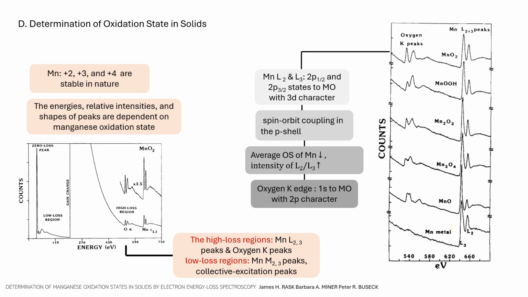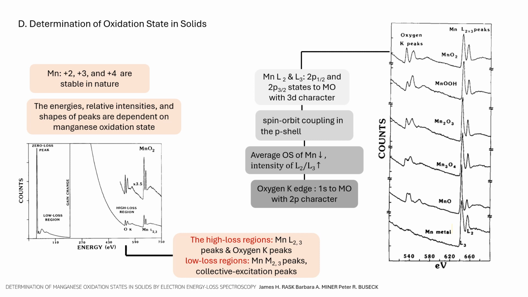EELS can be also used to determine the oxidation states of different solids. Like in this case, I have mentioned the manganese, and manganese has some stable oxidation states of +2, +3, and +4. This oxidation state of manganese systematically influences the EELS spectra, like the intensity, the shape, the energy of the peaks. And by observing the peaks, we can actually determine the oxidation state of manganese.